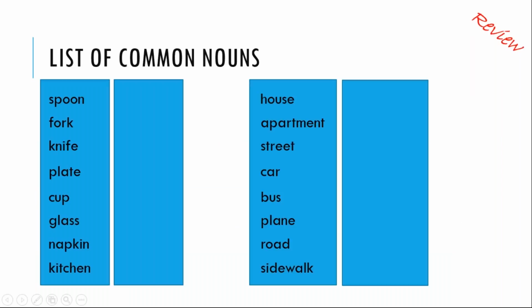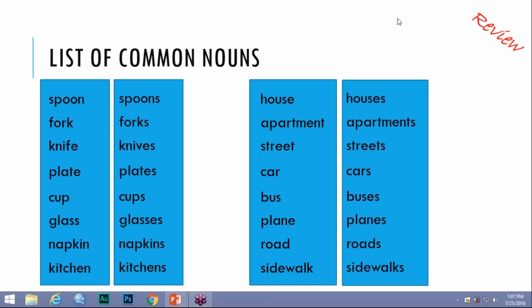And here we have the words that we went over last week. I'm going to read them for pronunciation. I want you to listen to them. And then I'm going to read them in plural. So first in singular, we have spoon, fork, knife, plate, cup, glass, napkin, kitchen, house, apartment, street, car, bus, plane, road, and sidewalk.